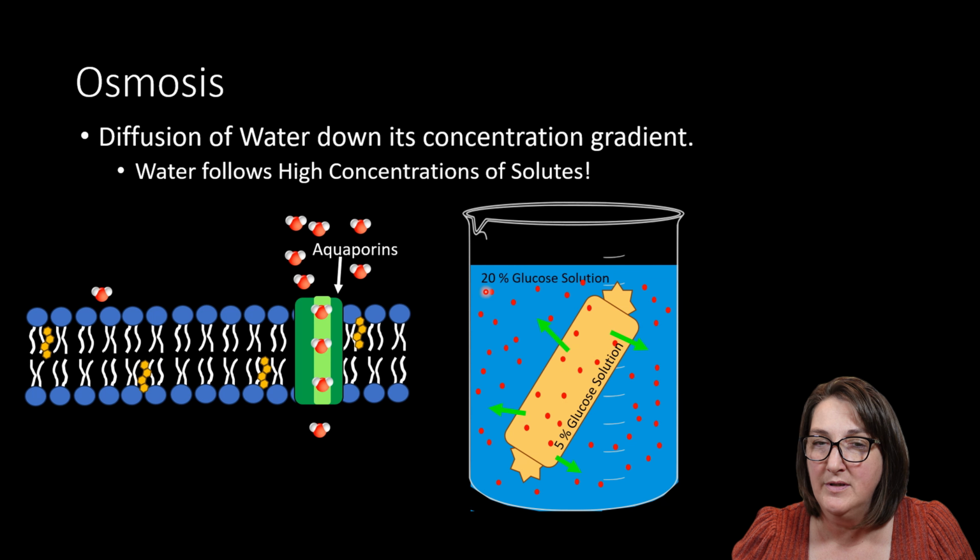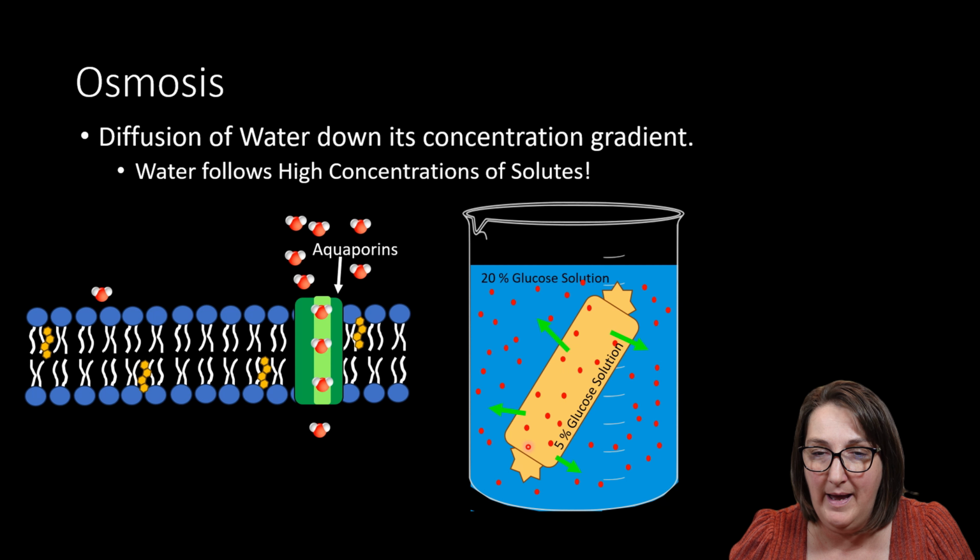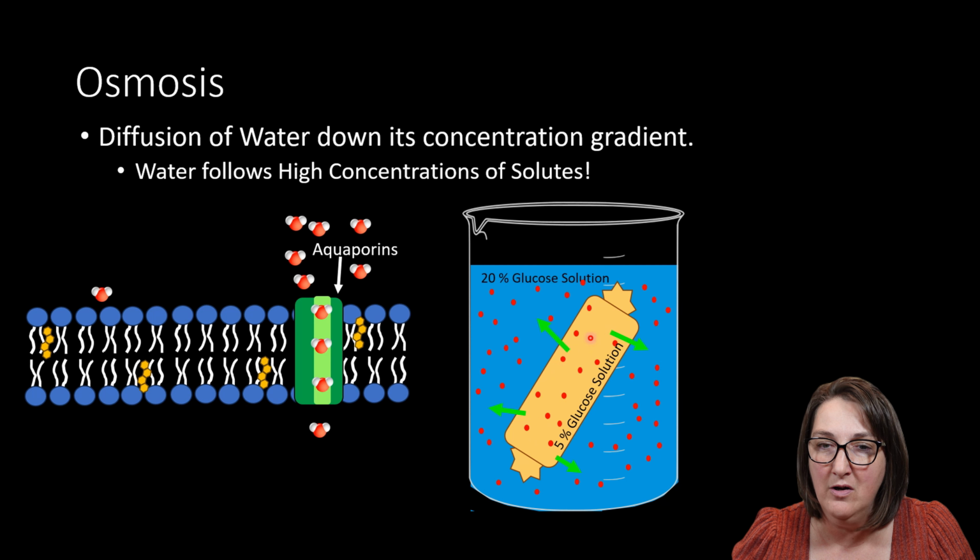If I have 20% glucose in the solution, that means I have 80% water. Here I have a dialysis bag. I have 5% glucose, so in this bag, I have 95% water. I have more water molecules here, so I have a higher concentration of water. I have a lower concentration of 80% water out here. This water inside this bag is going to want to naturally diffuse through osmosis through this bag.